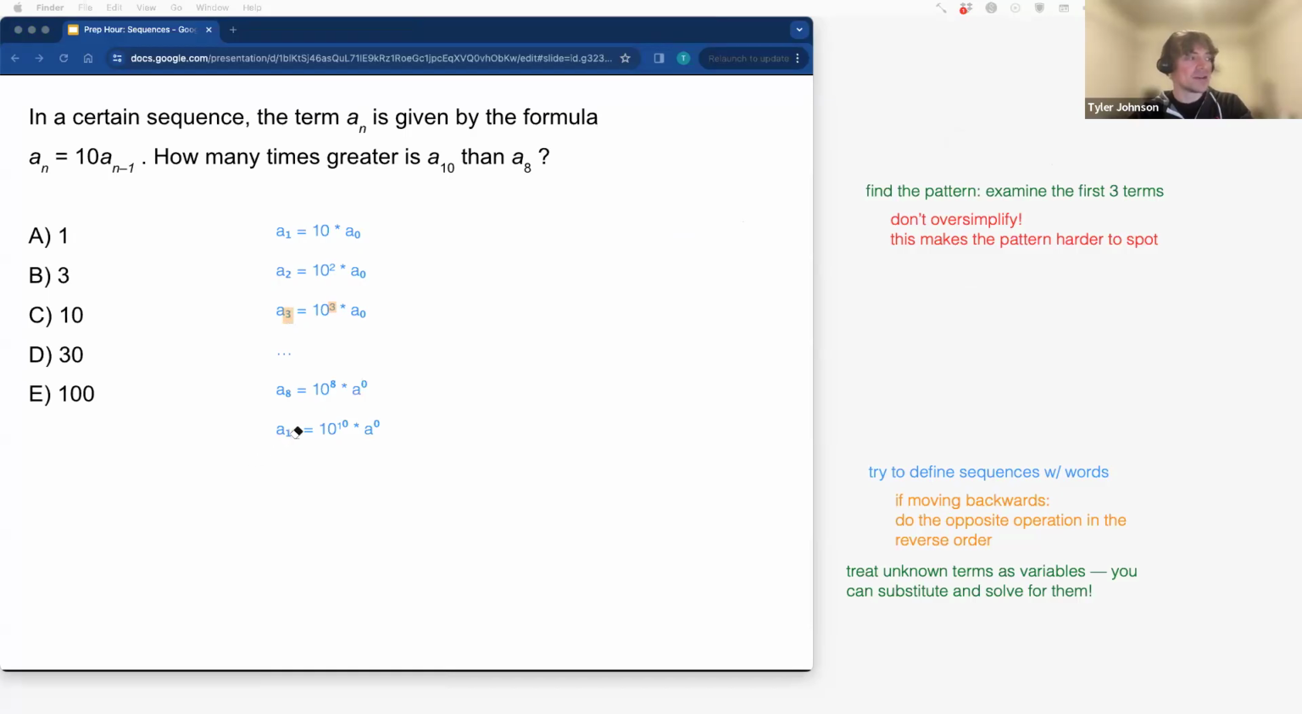So the 8th and 10th term, you're going to have 10 to the 8th and 10 to the 10th. And together, 10 to the 10th is 100 times greater than 10 to the 8th, right? It's 10 squared times greater, and that's 100.